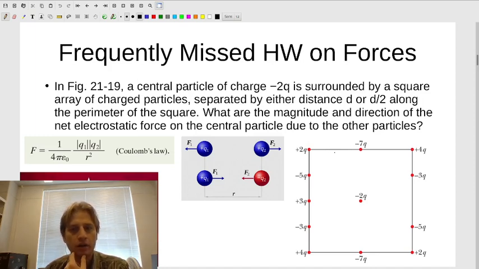What are the magnitude and direction of the net electrostatic force on the central particle due to the other particles? Well, in this case, remember we said that if we have a minus charge, it's pulled towards plus charges and away from other minus charges. But if you have it between two, those contributions cancel out.